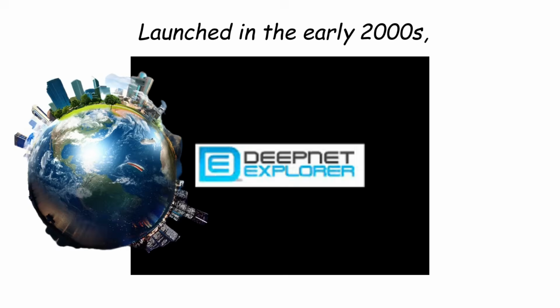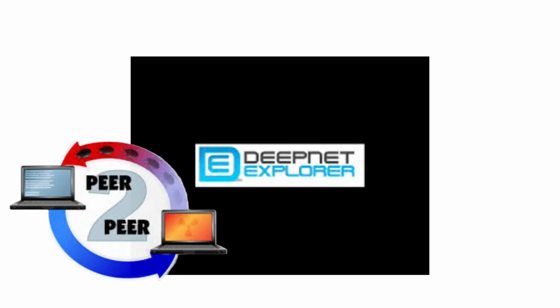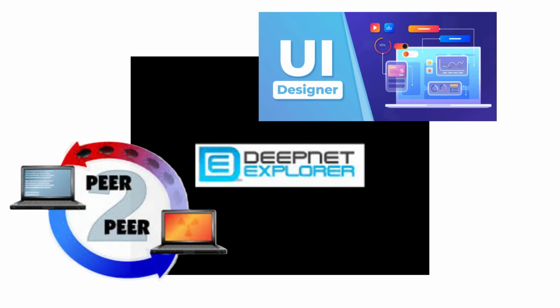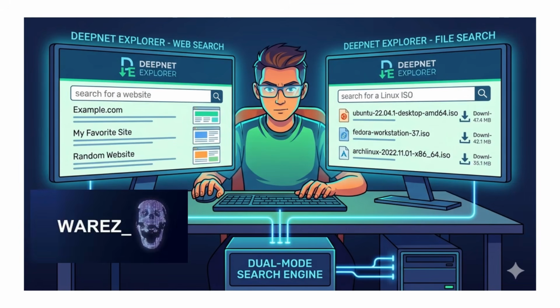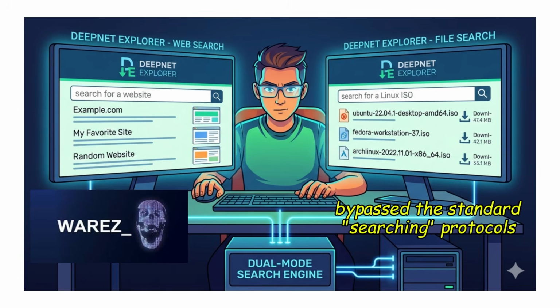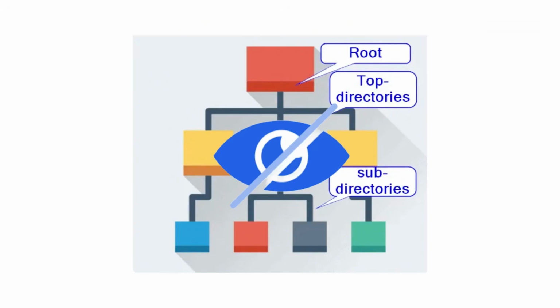it claimed to be the world's most secure browser, but it had a cursed feature, an integrated P2P peer-to-peer file sharing network built directly into the UI. You could search for a website and a Linux ISO at the same time. This made it a magnet for the early warez scene. Because it bypassed the standard searching protocols of the time, it was often used to find directories that were supposed to be hidden from the public eye.